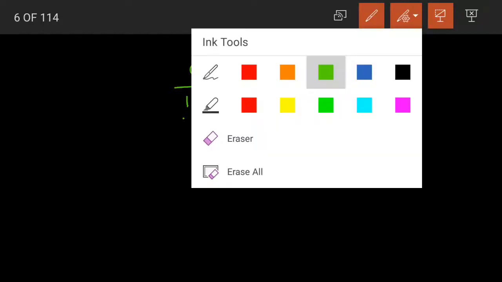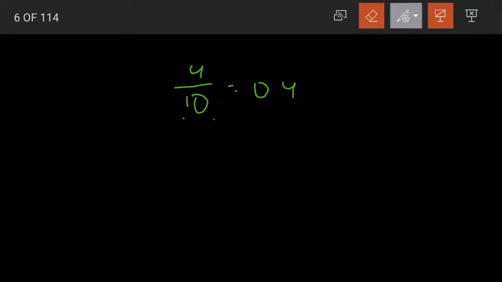Again, the denominator is having 2 digits, so we'll make the numerator also a 2-digit number. Then the denominator is having 1 zero. So after 1 digit from the right, I'll place my decimal point. 4 by 10 is nothing but 0.4.